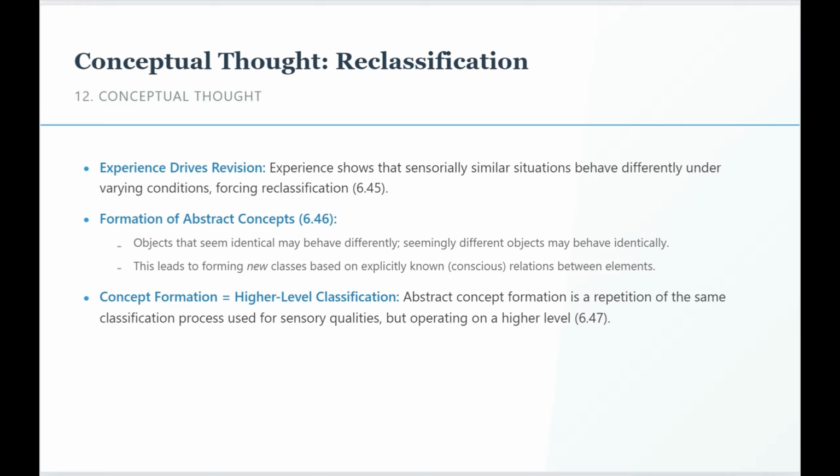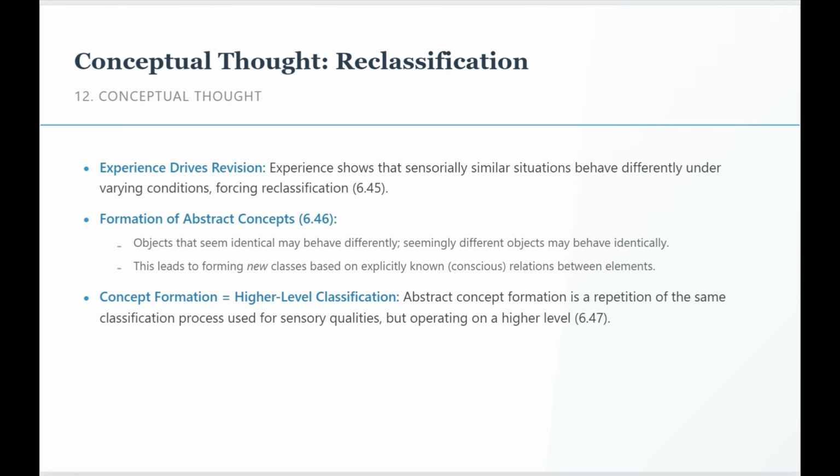Through repeated experience, we start grouping things based on deeper, explicitly known relationships. For instance, we learn that apples and oranges are different from bananas, not just because they look different, but because they behave differently in various contexts. These newly formed, higher-level classes, based on conscious understanding of relationships, are what we typically call abstract concepts. So, forming abstract concepts is really just another layer of classification, happening at a more sophisticated level than the basic sensory distinctions.